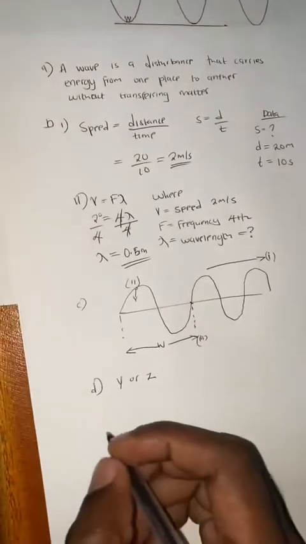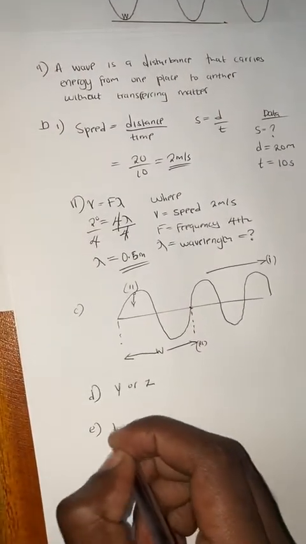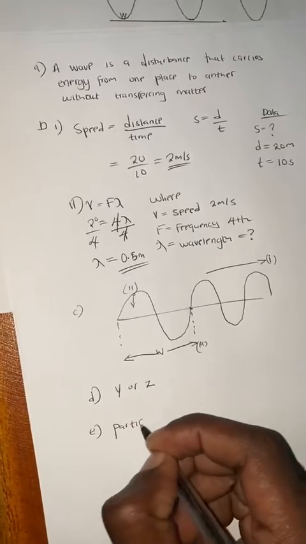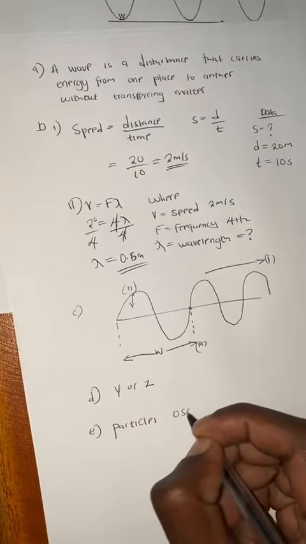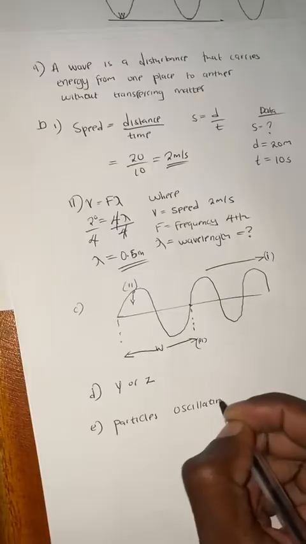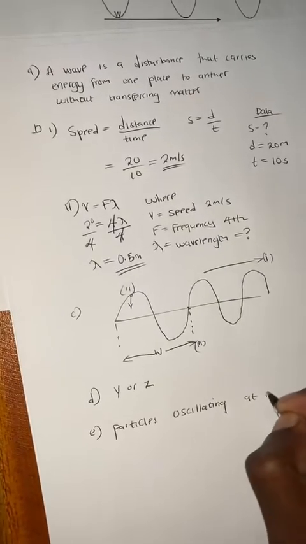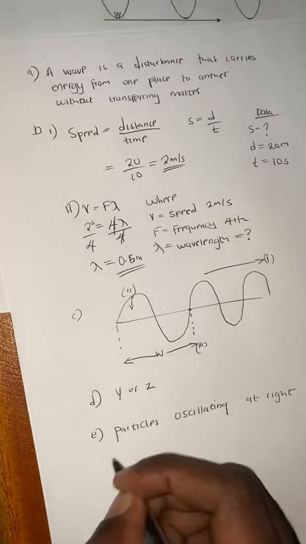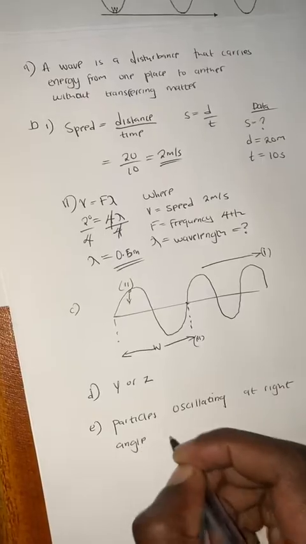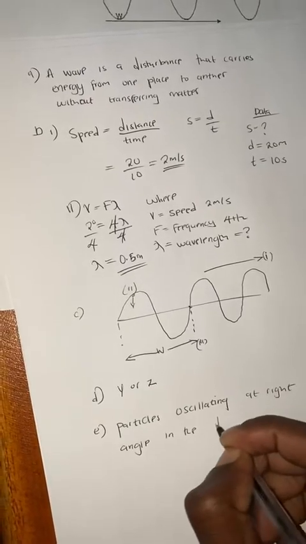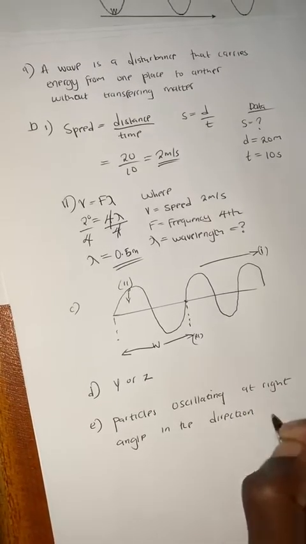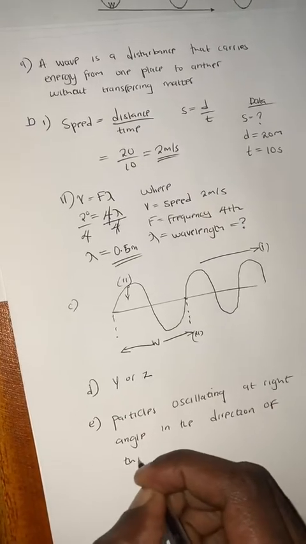So we can just say E, particles oscillating at right angle to the direction of the wave.